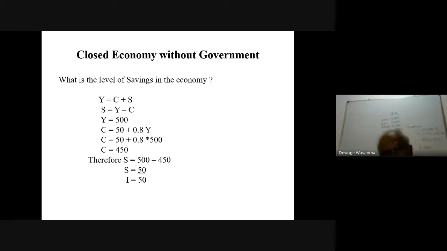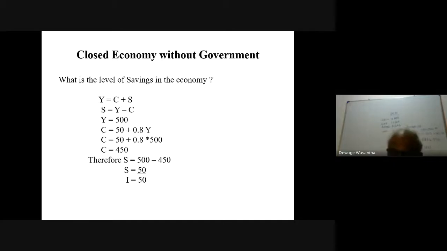Right? Y is 500. C we can calculate: 50 plus 0.8 Y, with Y at 500. The answer is 450. So household consumption is 450. Income is 500, therefore savings how much? 500 is income, 450 is consumption. The balance is savings, which is 50.